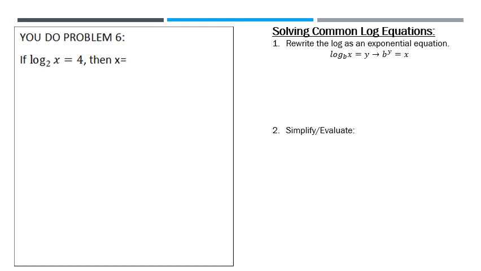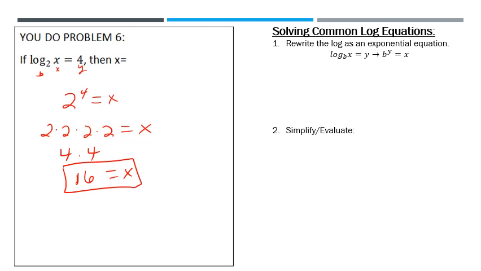Let's see how you all did. So the first thing we're going to do is rewrite. So this was our b, our x, our y. So we're going to say b to the y equals x. So we have b, which is 2, to the y, which is 4, equals x. Then we evaluate 2 to the 4th, and we show 2 times 2 times 2 times 2. 2 times 2 is 4. 2 times 2 is 4. 4 times 4 is 16. So your answer should have been 16. Alright, good job.